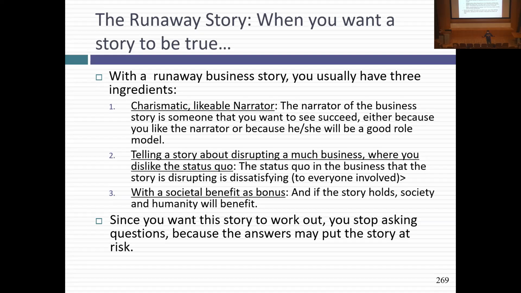Now, you want that story to be true, right? You like the storyteller. They're telling this big story about destroying a business you've never liked. And they're going to make the world a better place. When you want a story to be true, you stop asking questions. You buy into fairy tales. So I'll tell you a story. And you tell me whether you want the story to be true.